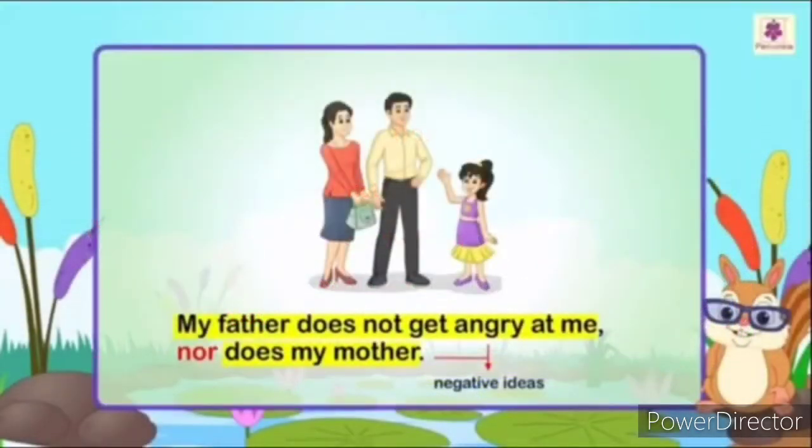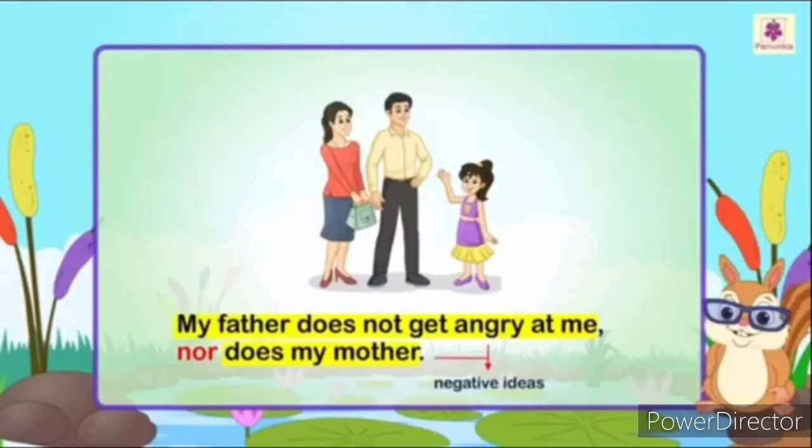My father does not get angry at me, nor does my mother. So here we are showing the negative idea. My father does not get angry at me, it's a negative statement. Nor does my mother. So here we are expressing negative ideas with the coordinating conjunction "nor". "Nor" represents "not" and it shows negative ideas to join two sentences.